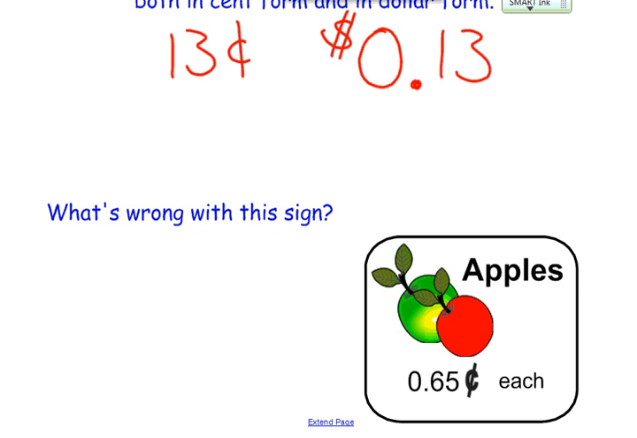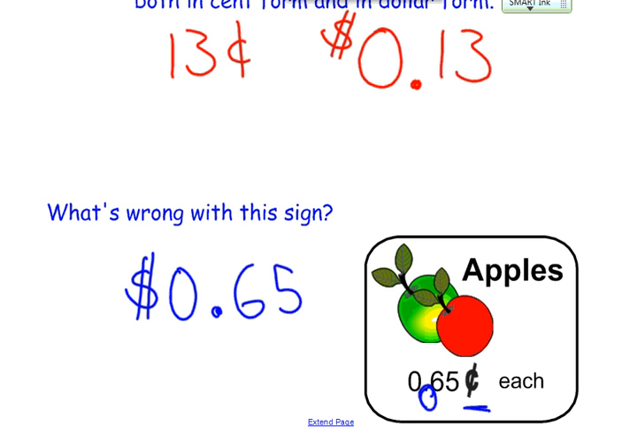Maybe you walked into a grocery store and you've seen a sign like this, and you wondered, what's wrong with this? And here we have a contradiction. We have a decimal symbol here, but a cent sign here. And of course, those don't work together. Instead, the sign should read $0.65 or just 65 cents.